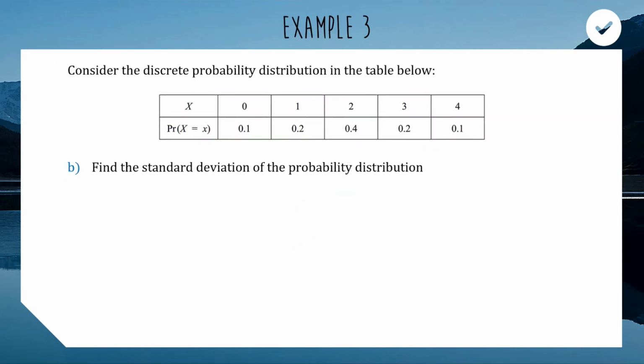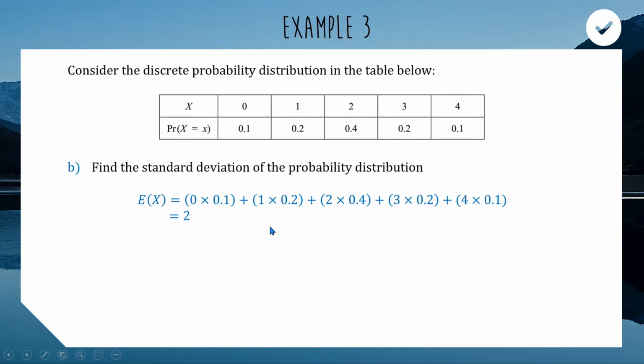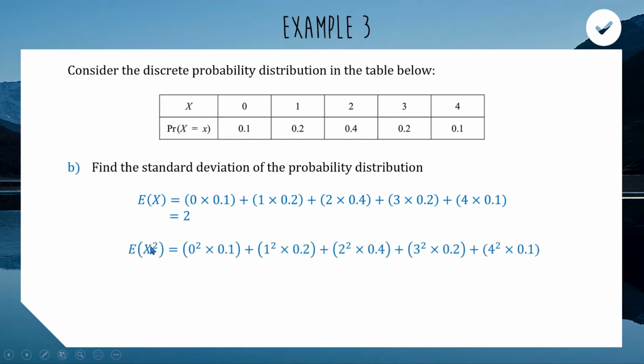Okay, now for part B, we are finding the standard deviation of the probability distribution. Hopefully you remember that standard deviation, like we did before, is the square root of the variance. So first thing we should do is find variance. And so to find variance, we need to find the expected value. So step one is finding our expected value, taking our outcomes, multiplying them by their probabilities, and adding all the results. This gives us the number of 2, nice and easy. So there's our expected value. Now we're going to again repeat this process, but our outcomes, which are our x values, are going to be squared. So we're getting the expectation of x squared.